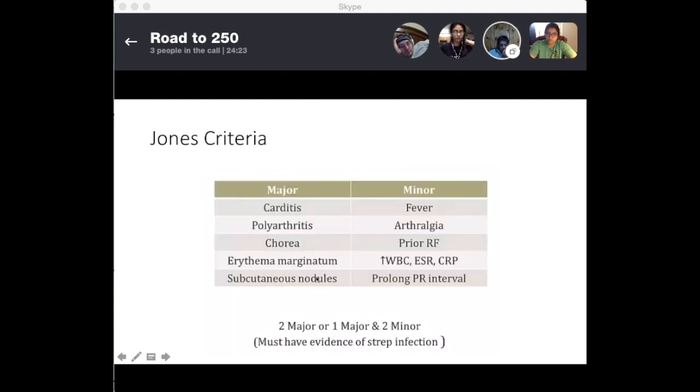You also have your subcutaneous nodules. Erythema marginatum is just a non-pruritic rash with erythematous borders, and that usually just involves your trunk and limbs. And then chorea is just rapid involuntary muscle movements. So that's going to be your Jones criteria. That's what you need to look for. So either you need 2 major or 1 major and 2 minor to basically say you have rheumatic fever.